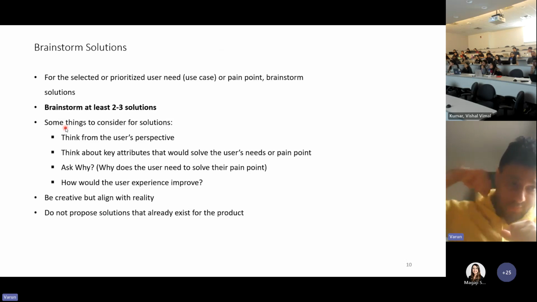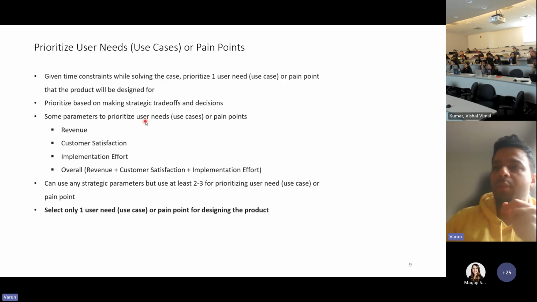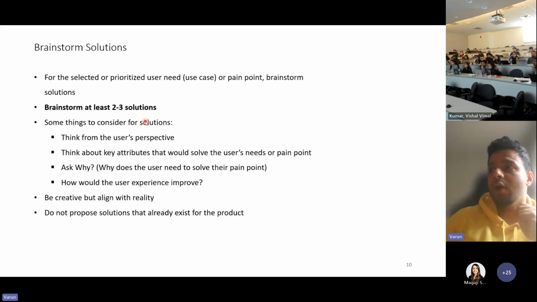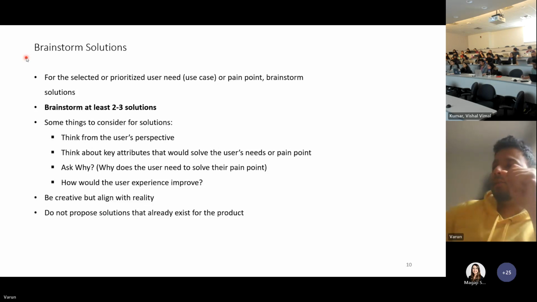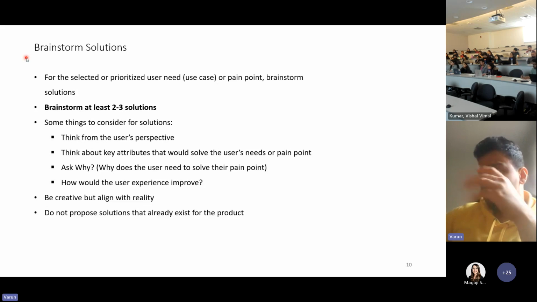All right, let's go to the next one real quick. So this is brainstorming solutions. Now you've identified one user need or one pain point, and now you will brainstorm solutions only for that prioritized pain point. This is important. Do not design solutions for everything, because that is just not possible. In an ideal world, maybe yes, but in reality, it is definitely not going to happen. The most you're going to get out of any team is basically one feature for one pain point, and that's about it. And it's going to take a long time for everybody to come together and build it, right? So for that one pain point that you have prioritized, brainstorm at least 2 to 3 solutions.